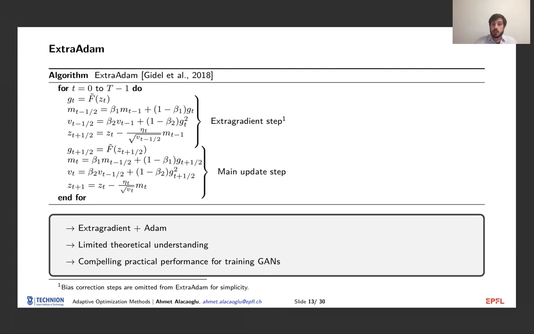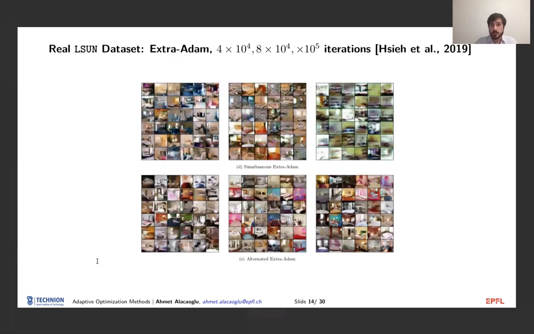But we have seen actually compelling practical performance for training GANs. And one demonstration of this is for the LSUN bedroom datasets. When we run extra Adam, again similar to what we checked in the first part, we can do simultaneous updates or we can do alternating updates here. And what we see is that simultaneous extra Adam actually does not give good practical performance, whereas alternated extra Adam performs quite well. It generates quite good looking images.